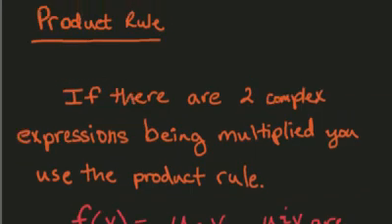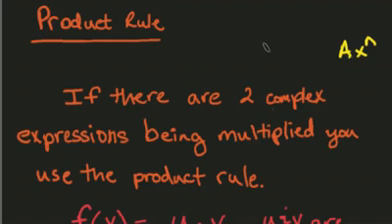Today we're going to look at the product rule. When you're deriving expressions, you first try the power rule if it's in the form of ax to the n, or if you can get it into that form by moving it up or rewriting the radical. Then you use the power rule to take the derivative.